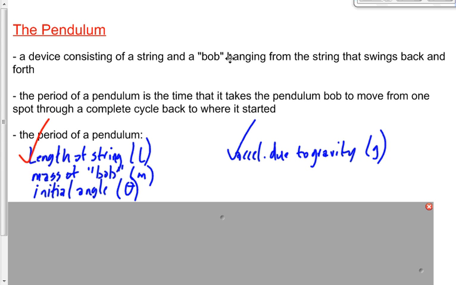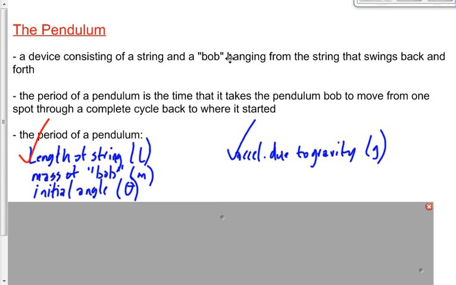Start, stop. Start, stop. Start, stop. 45 degrees, right? Start, stop. Let's do 10 degrees. Start, stop. Start, stop. 45. Start, stop. 10 degrees. Start, stop. Did the angle matter? No, it didn't. The angle doesn't have any effect.